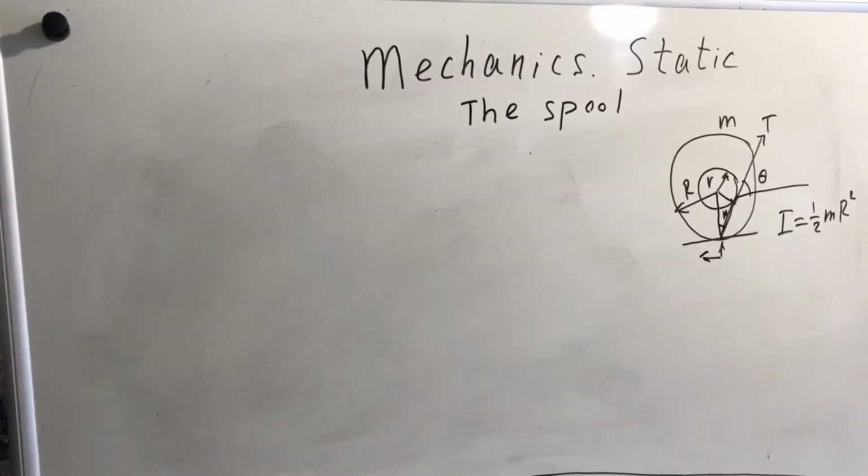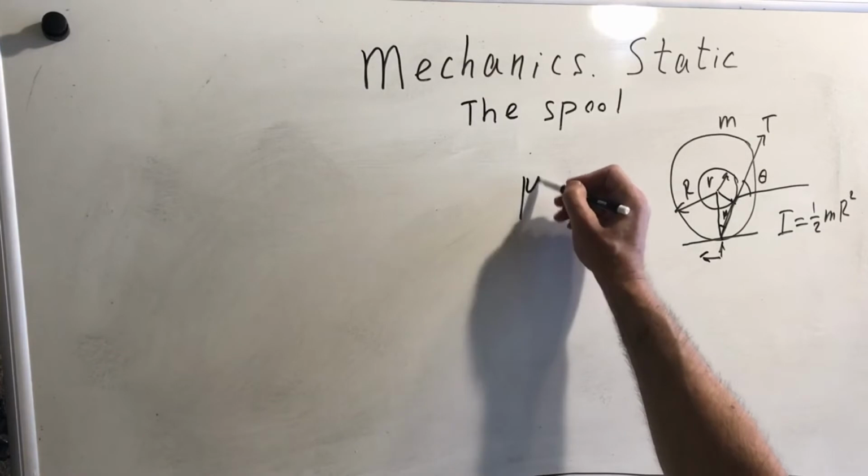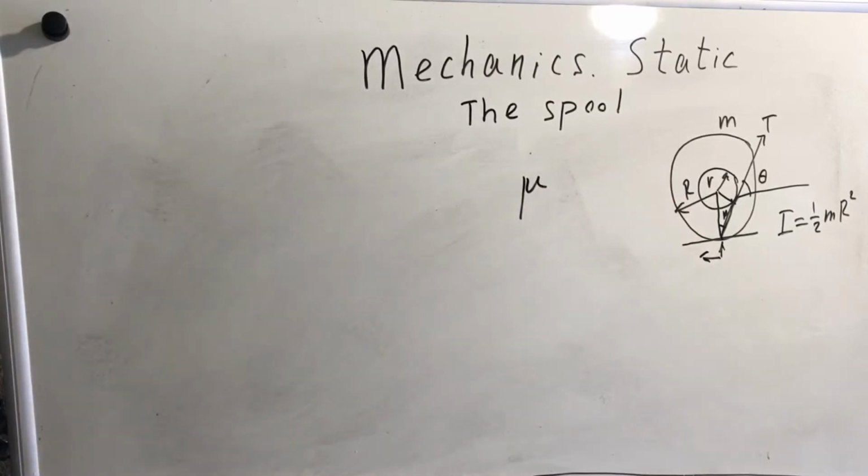Next question. Given big R and small r and the coefficient of friction mu between the spool and the ground, what is the largest value of tension for which the spool remains at rest?